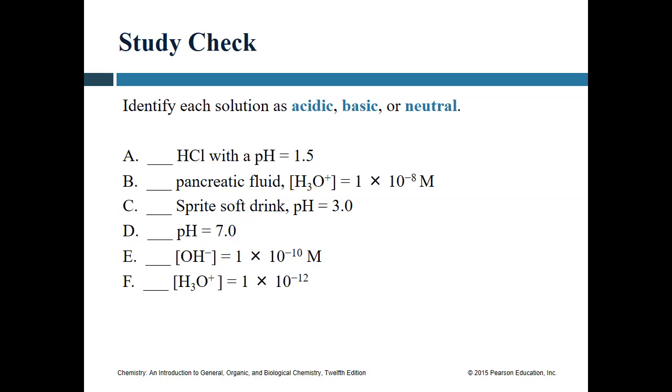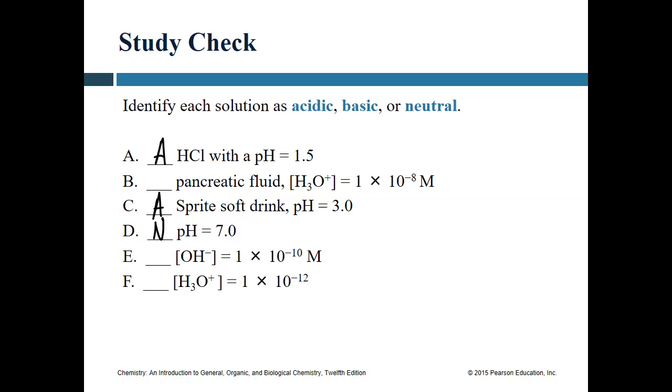So if we're answering questions like this, identifying solutions as acid, basic, or neutral, well, it all comes down to pH. And if I'm given the pH, it's pretty easy. So HCl pH 1.5, 1.5 is definitely less than 7. So this is an acid. pH less than 7 again with the Sprite, acid. pH at 7, neutral.